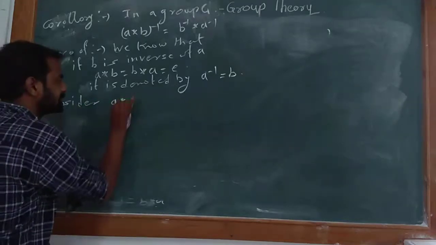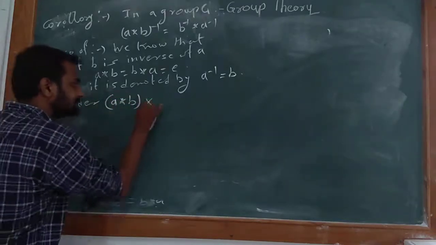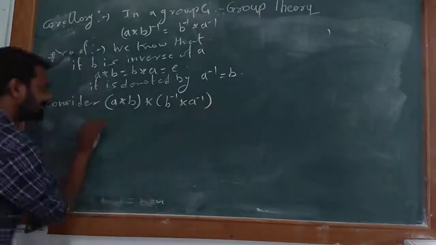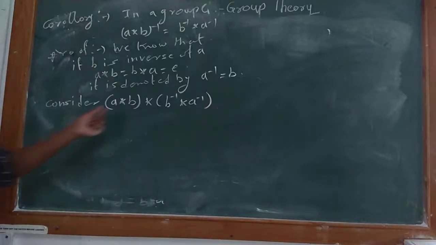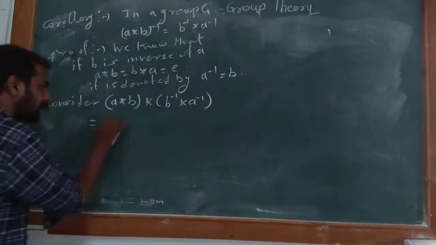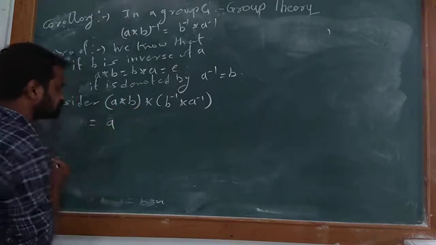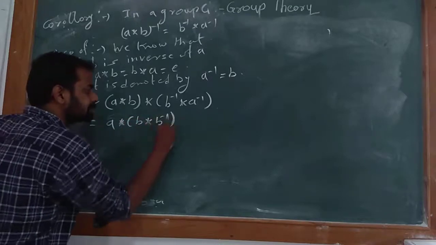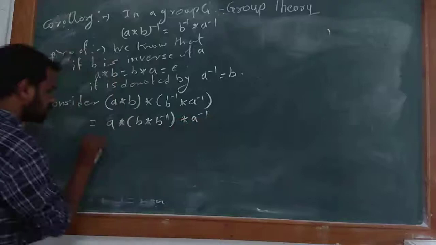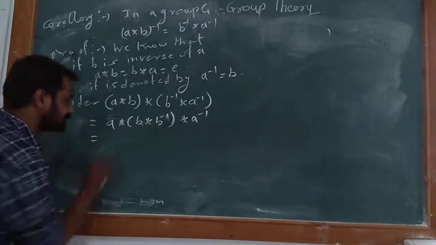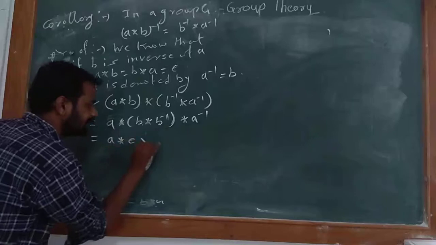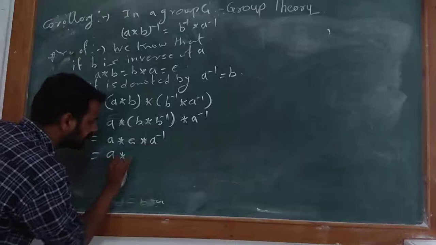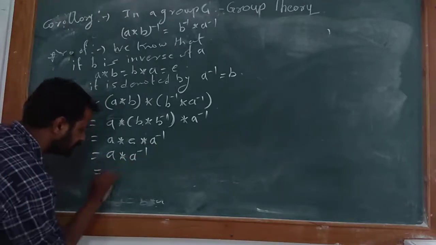Now consider A star B star B inverse star A inverse. We are considering these elements. By associativity, we get A star B star B inverse star A inverse. We know that B star B inverse is equal to identity. Therefore, we get A star E star A inverse. A star E is equal to A. So, A star A inverse is equal to identity.